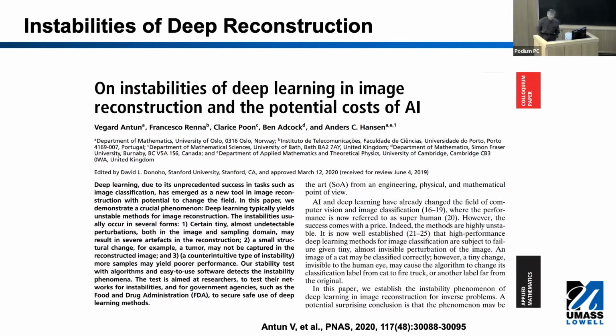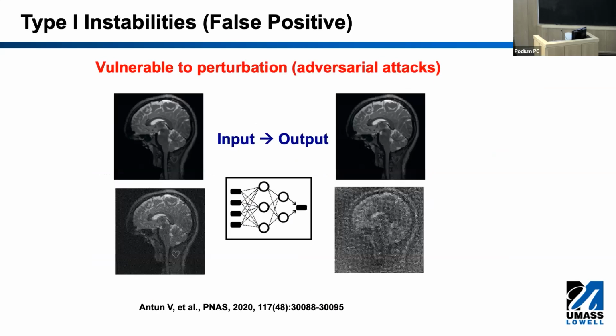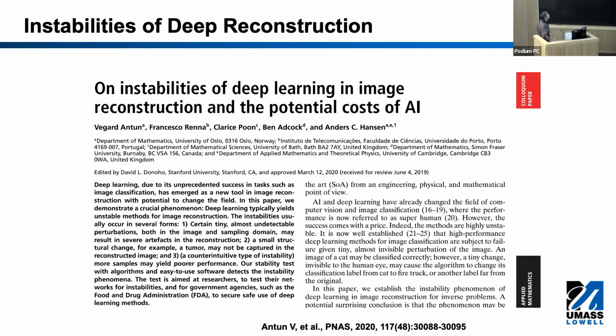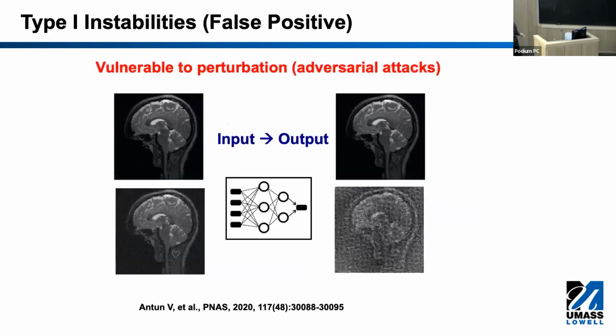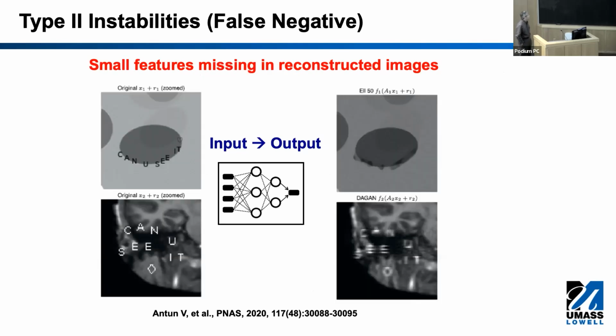In about 2020, one paper was published in PNAS. Basically, three kinds of instabilities were reported. The authors believe that these kinds of instabilities cannot be easily dealt with. Here, I think the major issue is that, yeah.